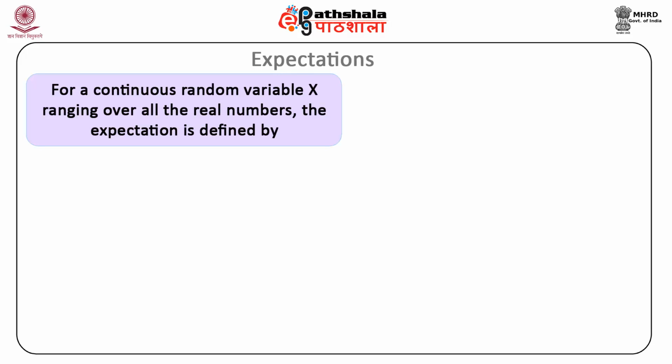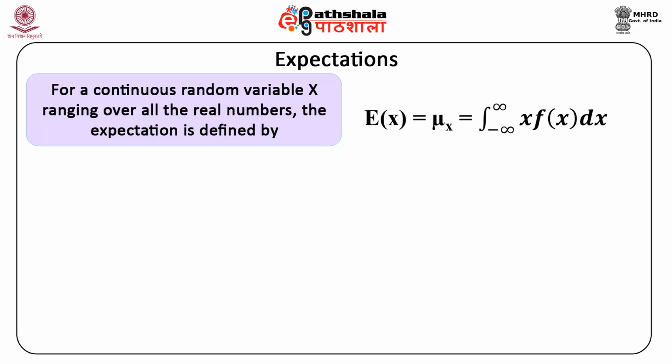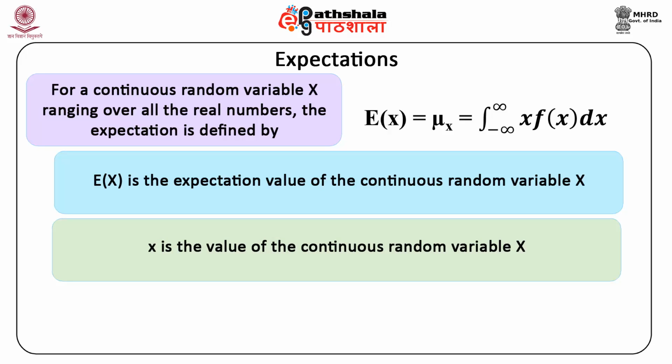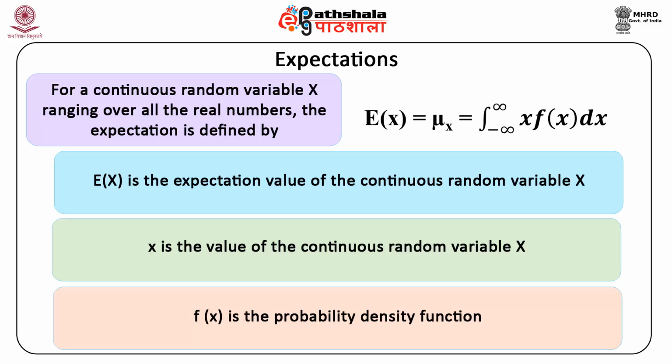For a continuous random variable X ranging over all the real numbers, the expectation is defined by E(X) = μx = ∫ from minus infinity to plus infinity of x f(x) dx, where E(X) is the expectation value of the continuous random variable X, small x is the value of the continuous random variable capital X, and f(x) is the probability density function.